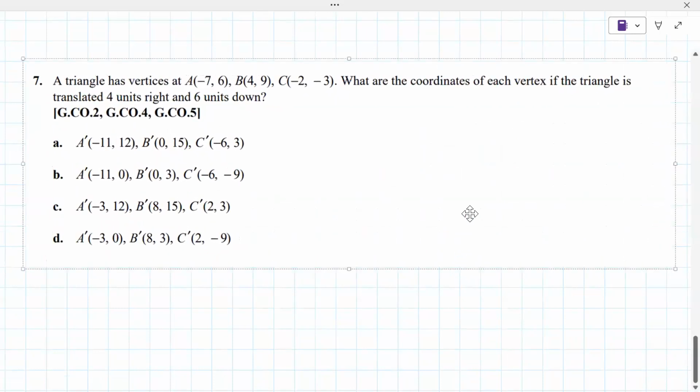All right, go ahead and take a look at this one. I'm going to just step away for 30 seconds or less, but I'll be right back.